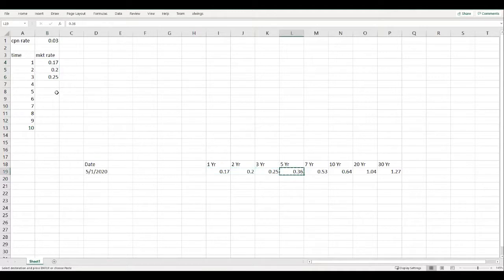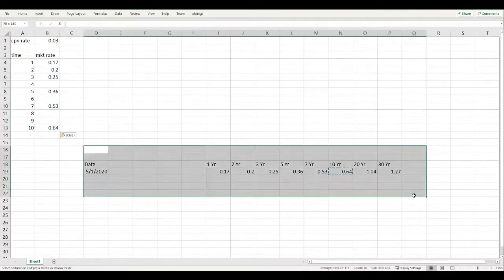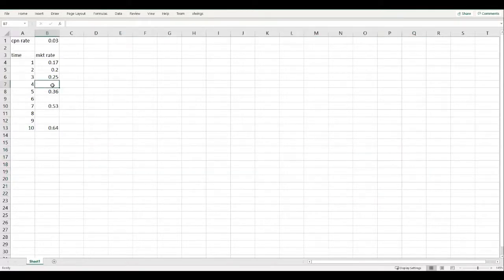Now the 5 year, I'm going to copy over to here, 5. 7 year, I'm going to copy over here, 7. And then 10 year, I'm going to copy over here, 10. And I get rid of everything else which is not used. As you can see, we have several blanks here to be filled. So we have the 4-year rate that's not available in the market, 6-year rate, 8 and 9-year rates that are not available from the market.